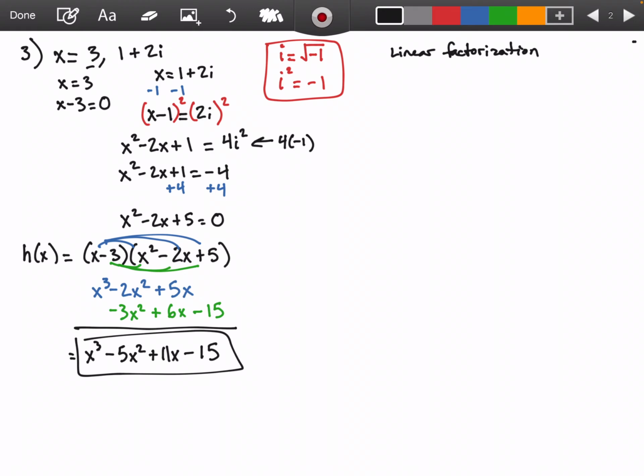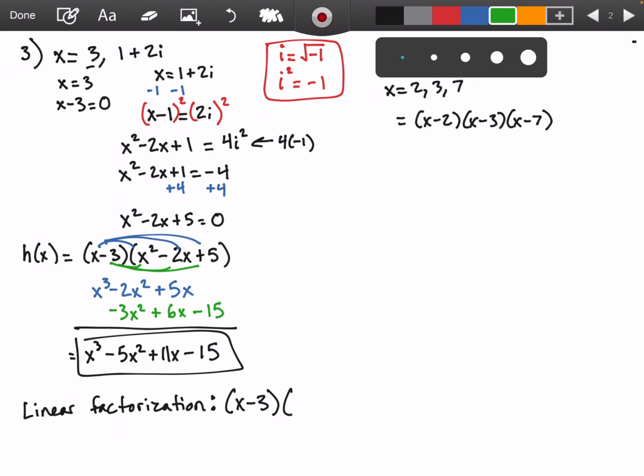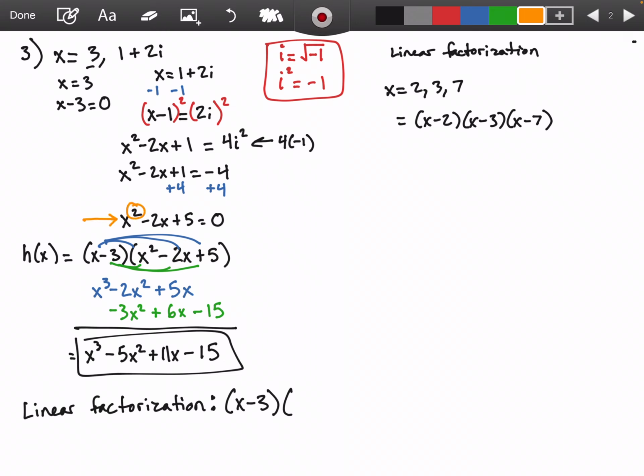Okay, linear factorization. Linear factorization would be like if I have solutions 2, 3, and 7, the linear factorization would be x minus 2 times x minus 3 times x minus 7, meaning all of our factors are linear. So for this one, we know we have an x minus 3, and because it has to be linear, I want you to take note of this little friend right here. If that's not linear, that's quadratic. So we need to be utilizing this.